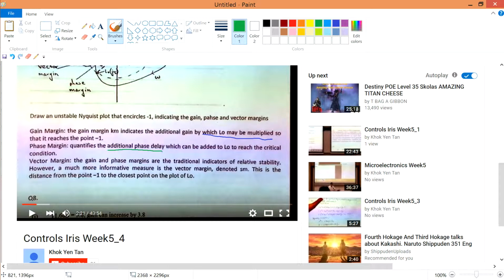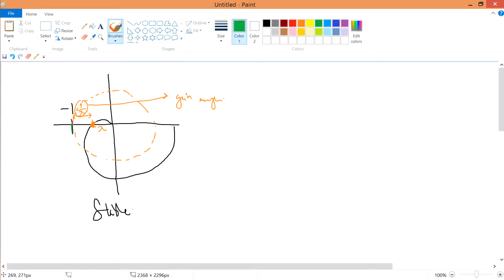Alright, so this is for the gain margin, which is how much L0 may be multiplied. And the phase margin is the additional phase delay added to L0. These are the two keywords that I highly suggest you take down. The vector margin is something very different.